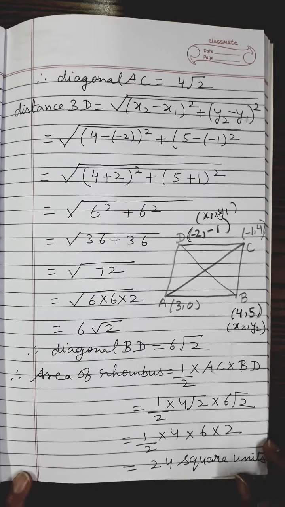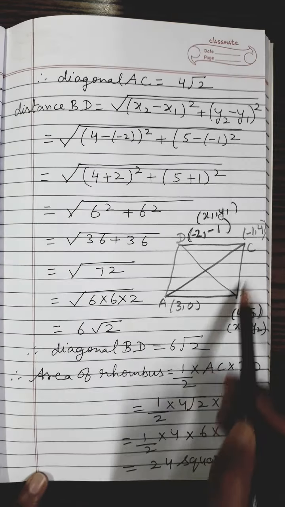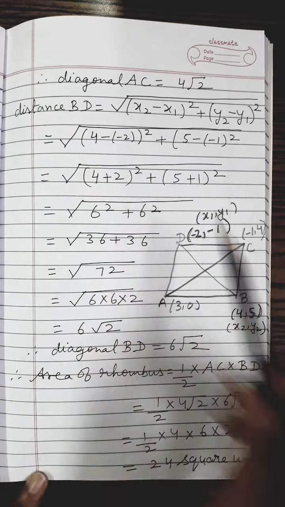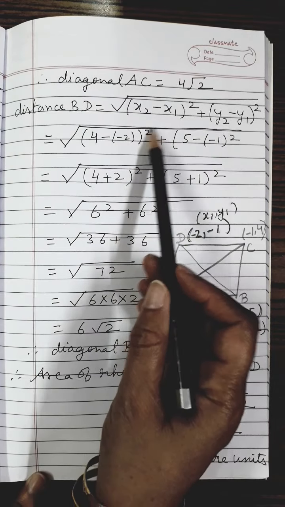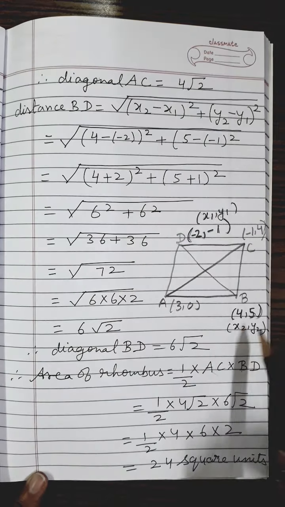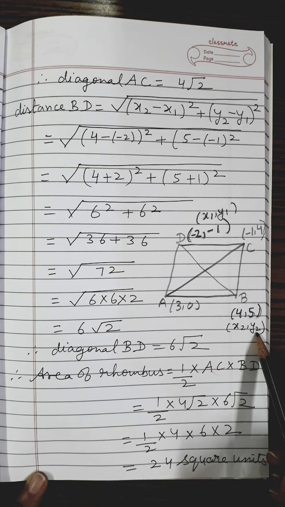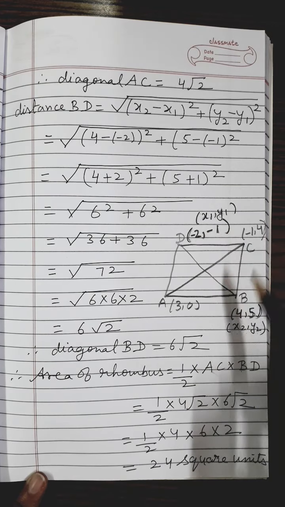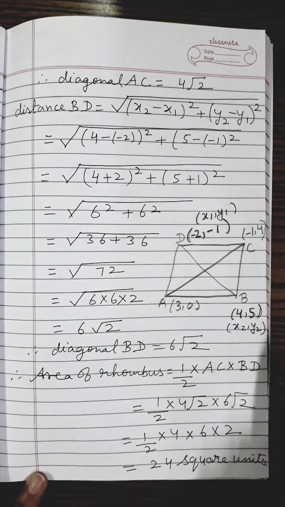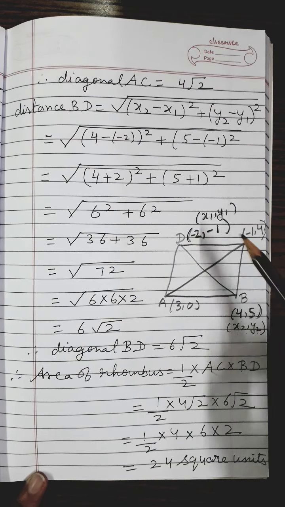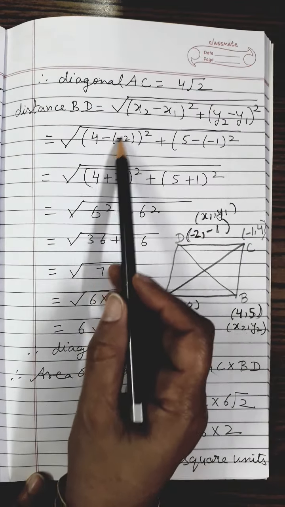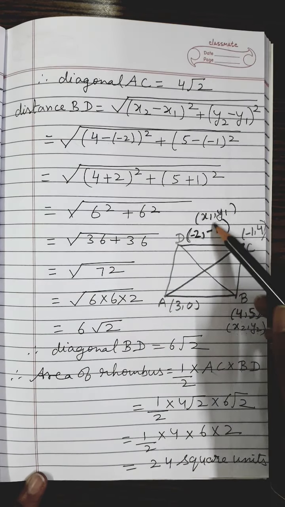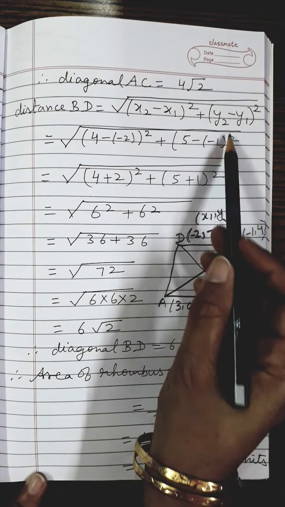Now let us find the second diagonal length. I have drawn the figure again, rhombus ABCD, and all these coordinates are mentioned here. Now for distance BD, again use the distance formula: square root of (x2 minus x1) whole square plus (y2 minus y1) whole square. (4, 5) I consider as x2, y2 and (-2, -1) I consider as x1, y1. So substitute the values in this formula. (x2 minus x1) whole square will be (4 minus -2) whole square, plus (y2 minus y1) whole square will be (5 minus -1) whole square.